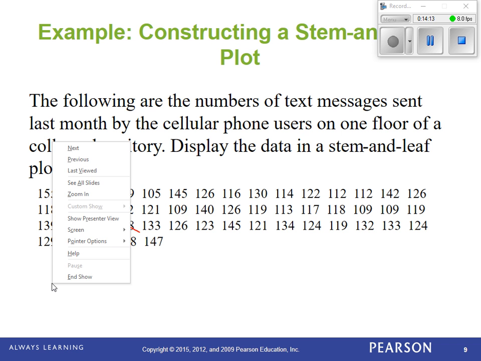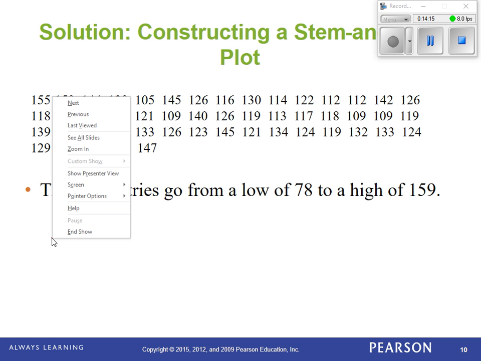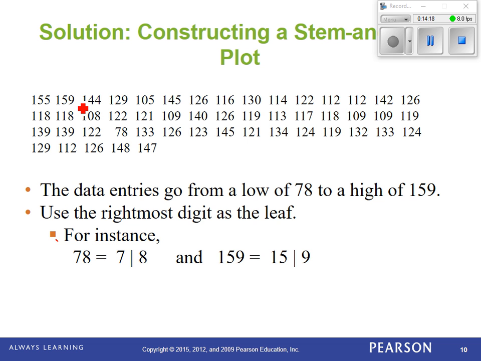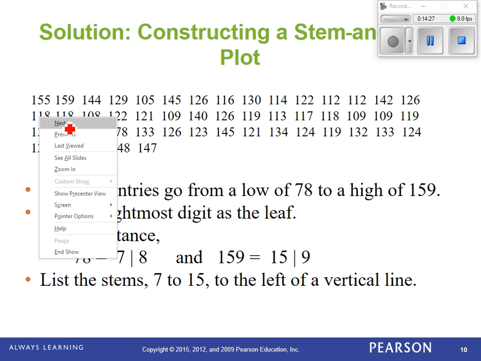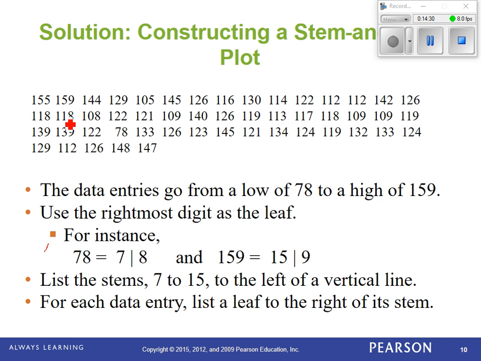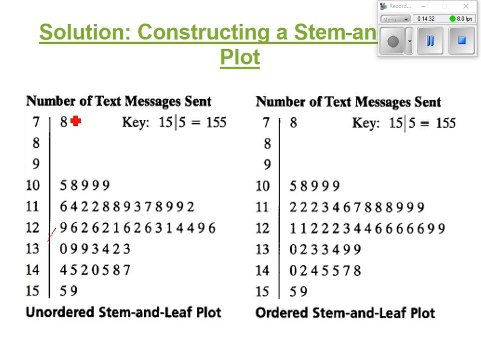So the stem and leaf plot looks like this. We use, like Dom said, 7 through 15 as our stems. So the stem and leaf plot would end up looking like this. Again, you need a key in there. They actually show 2 different ones here. They show an unordered one and an ordered one.